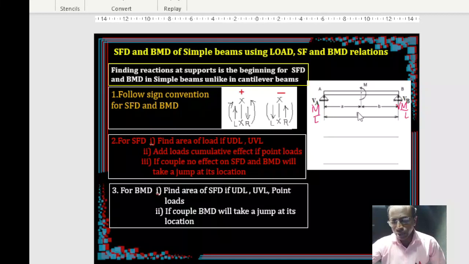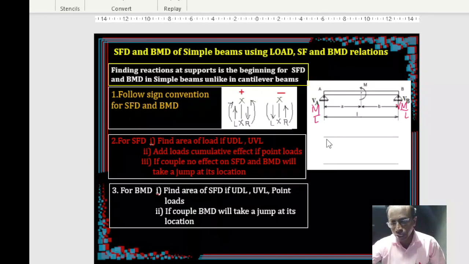As we told earlier, when the couple is available, if it is a cantilever beam, of course it will not have any effect on the shear force diagram because of the couples. But if you have a couple in a simple beam, the shear force diagram will be a constant one. Let's see how to do that. So M by L is the value here.